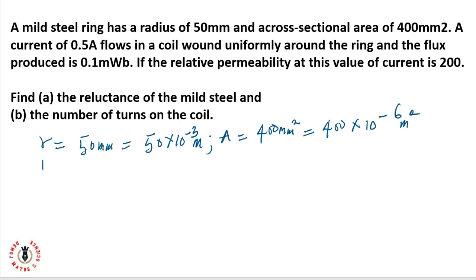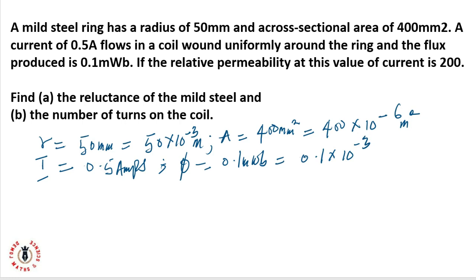Now, the current I in this system is 0.5 amps in a coil, and the flux in this system is given as 0.1 milliweber. That's the same thing as 0.1 times 10 raised to power minus 3 weber. Now, the relative permeability at this current, mu R, is given as 200. We're asked to find the reluctance of the mild steel.